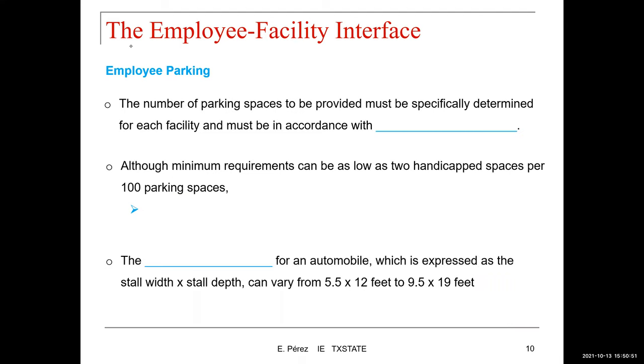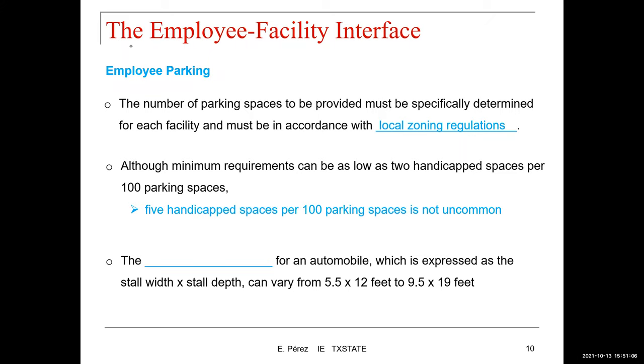The number of parking spaces to be provided must be specifically determined for each facility and must be in accordance with the local zoning regulations. Although minimum requirements can be as low as 2 handicapped spaces per 100 parking spaces, 5 handicapped spaces per 100 parking spaces is not uncommon. So we need to make sure that at least 2 handicapped spaces are provided per 100 spaces in this parking facility. The size of the parking space for a car, which is expressed as the stall width times the stall depth, can vary from 5.5 by 12 feet to 9.5 by 19 feet. And we're going to have obviously some guidelines depending on the size and the type of car that you are going to design for.